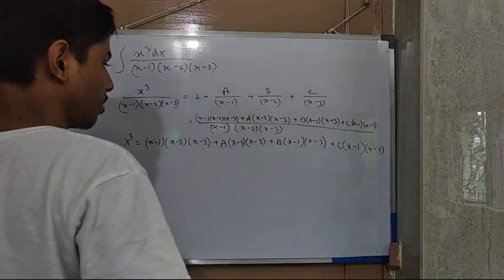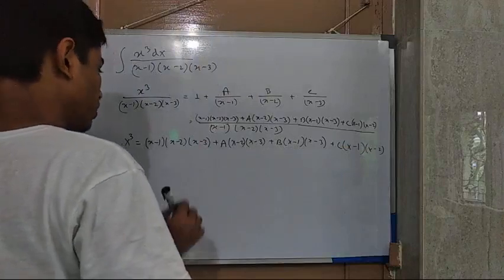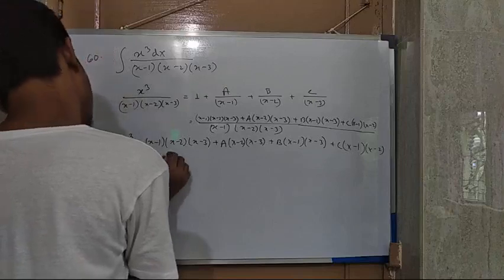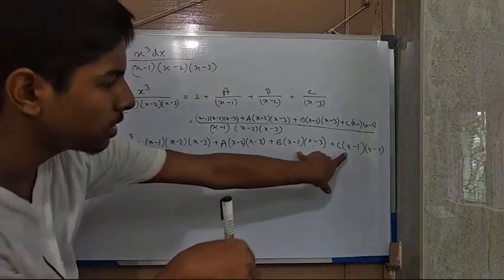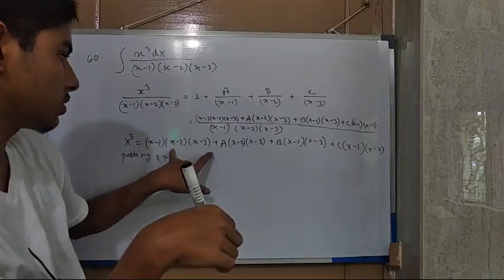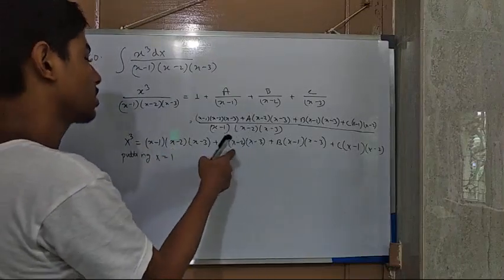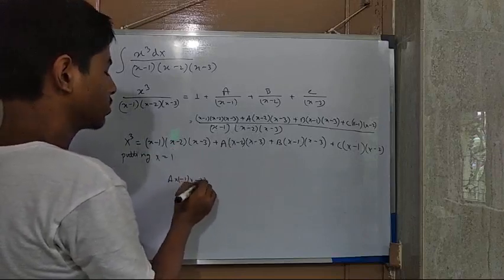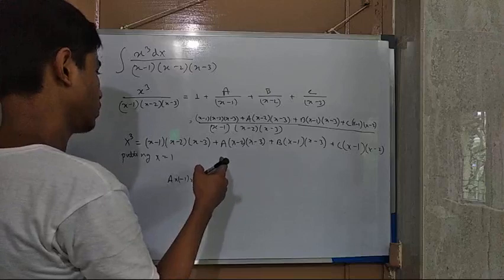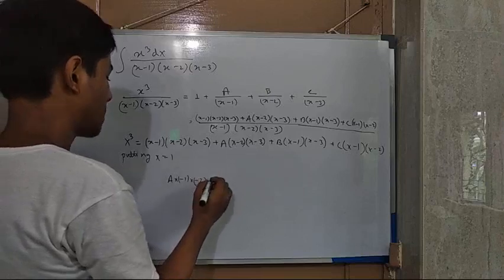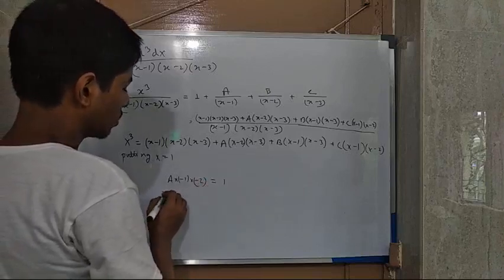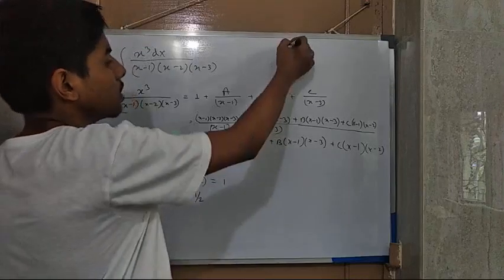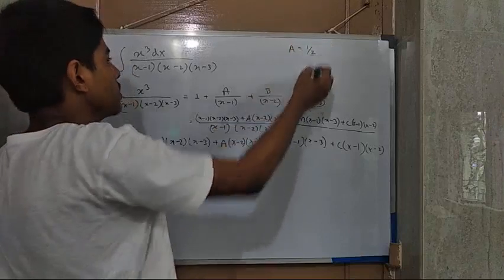So put x is equal to 1 first. This term and this term will cancel out. This term will also cancel out. So this will become a times minus 1 times minus 2 is equal to 1. So a will become half. So let's write a is equal to half here.